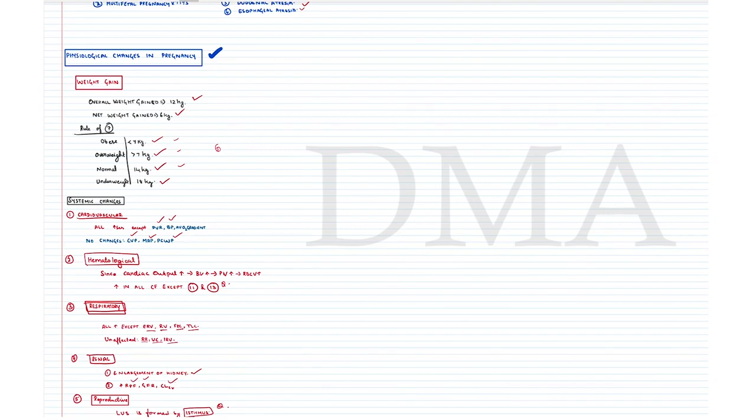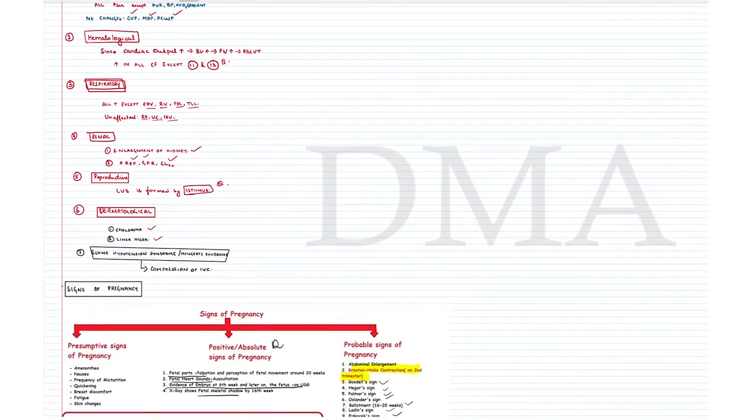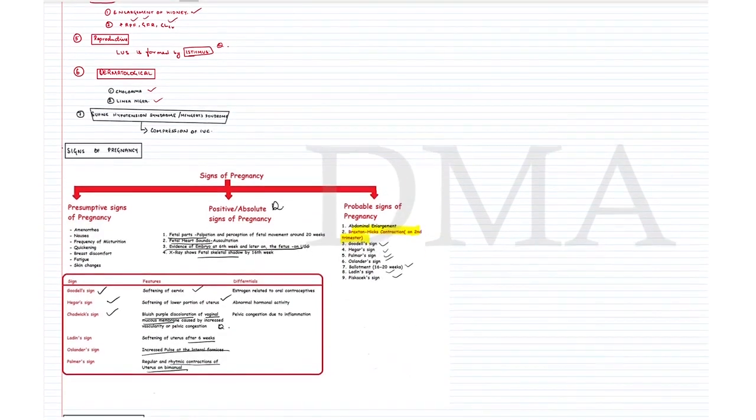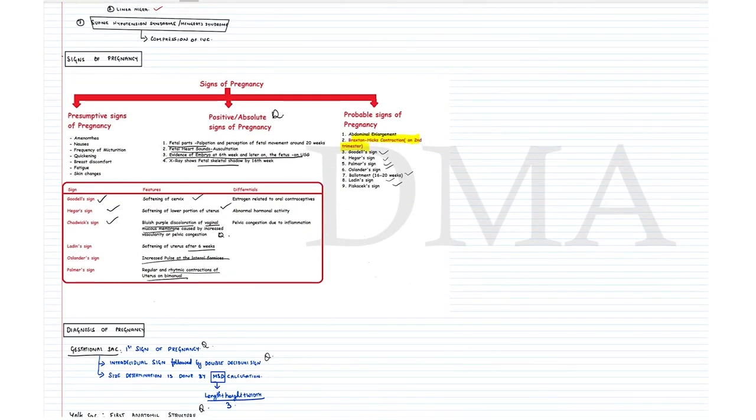So respiratory parameters increase. Hematological, you should never forget clotting factors 11 and 13 decrease. Okay, the rest of the clotting factors increase. And you have your dermatological changes, linea nigra and chloasma. See the pictures. And Braxton Hicks contraction is always seen in the second trimester.